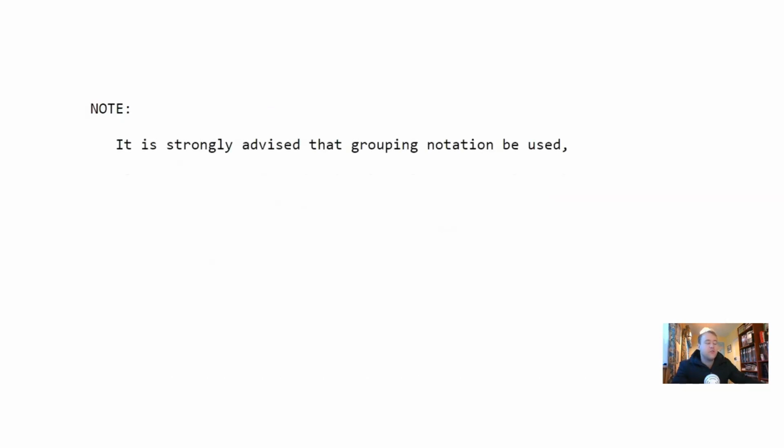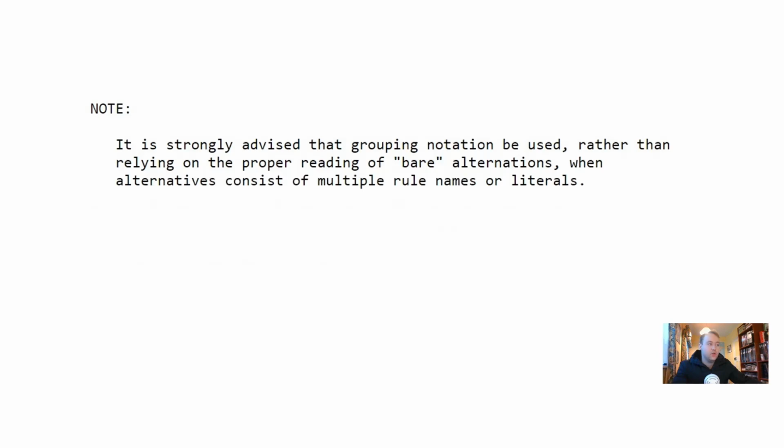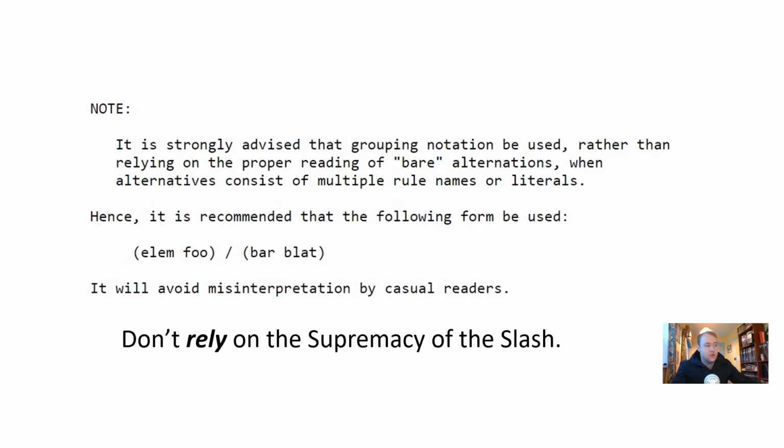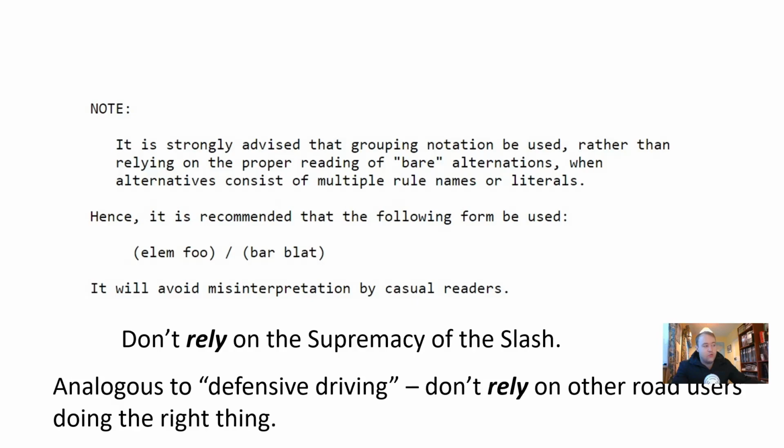They say it's strongly advised that grouping notation be used rather than relying on the proper reading of bare alternations, when alternatives consist of multiple rule names or literals. Hence it's recommended that the following form be used: elem (foo / bar) blat. So they're just marking it up with those brackets, but they don't have to be there. But it will avoid misinterpretation by casual readers. So don't rely on the supremacy of the slash. It's a bit like defensive driving. Don't rely on other road users to do the right thing.